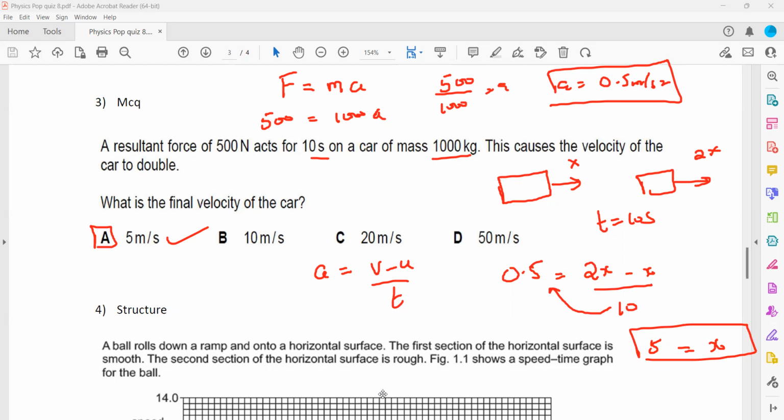Is it clear, this one? Anyone having a doubt in multiple choice question 3? No, sir.